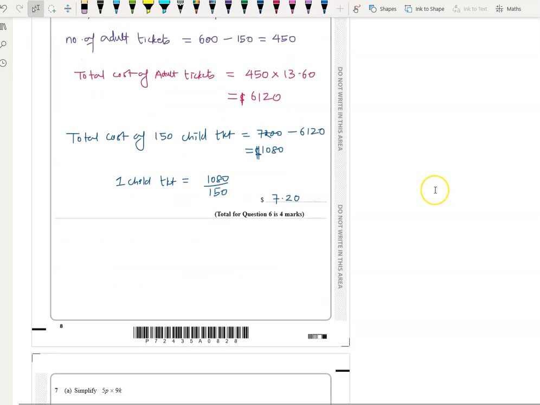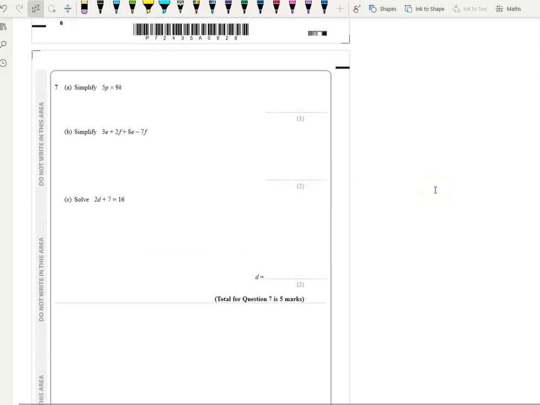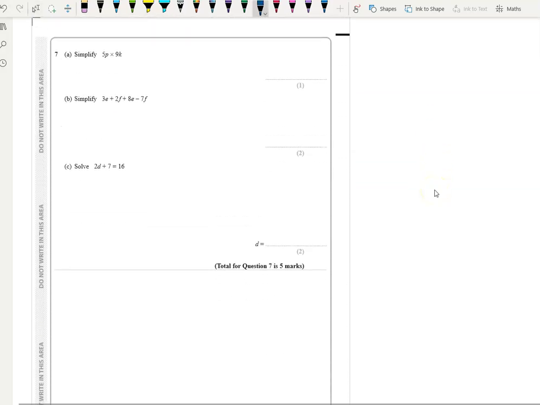Okay. Question number 7. Simplify 5p times 9k. So 5 times 9 is 45, and p and k are different variables, so we cannot do anything. We will write them in alphabetical order. So kp. So we write here 45kp.